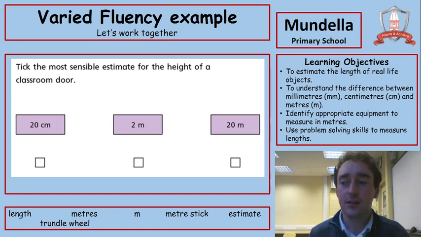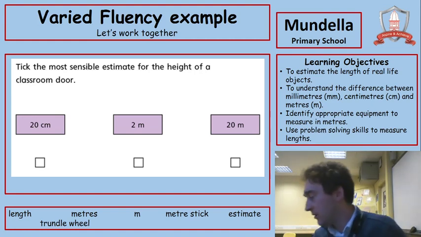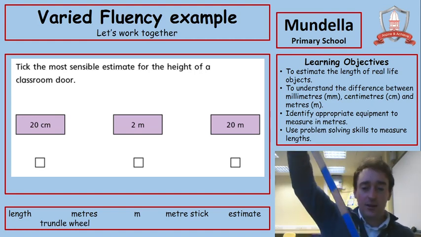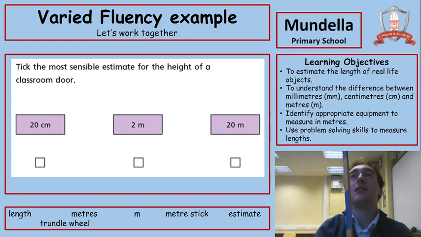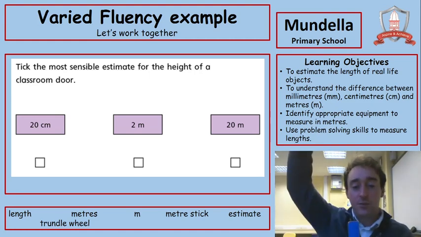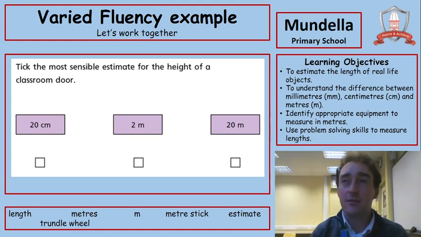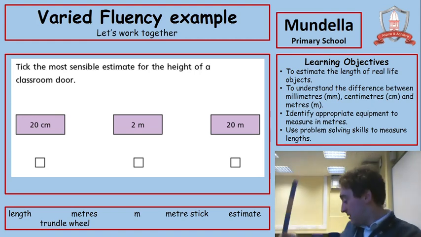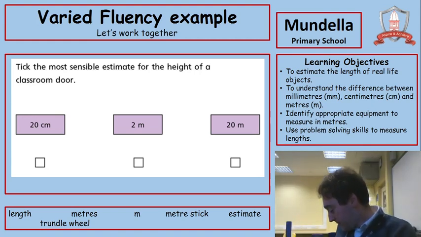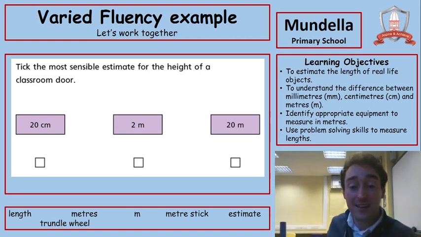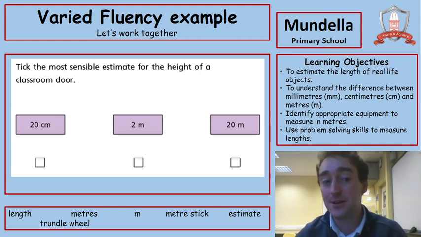2 metres. Well, let's have a look. If this is 1 metre, and then I have another metre on top of that, that could be right for the height of a door. I'd definitely be able to fit through that. 20 metres. Oh, that's very tall. Look at this. This is on the floor, and this is just 1, so I'd have to have 20 of those. That would be very tall indeed. That would be a huge building.